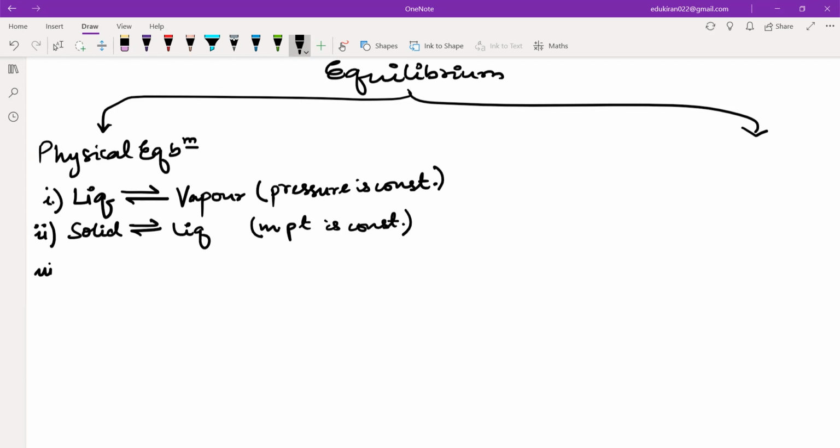The third point is, if we have solid, okay, let me write solute and solvent. Solute can be in equilibria with, this is solid solute and solute in solution. Okay, solute in solution. Now what will happen?